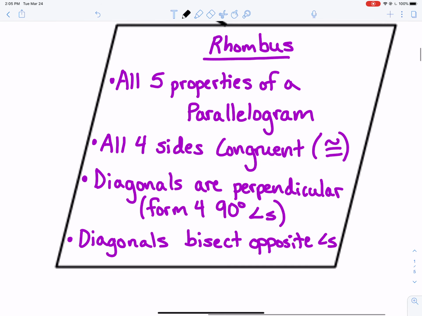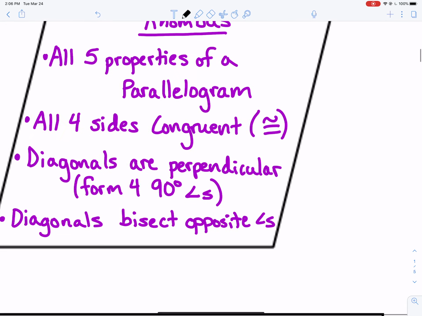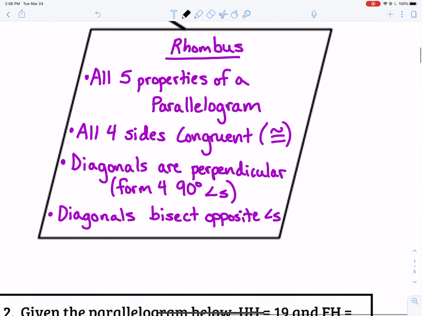All right, and let's take a look at rhombus. So a rhombus is a parallelogram as well. So all 5 properties of a parallelogram would apply, and they're written up above there. And then you also have all 4 sides congruent in a rhombus, and diagonals are perpendicular, and diagonals bisect opposite angles. So let's draw those out here to the side for a minute.